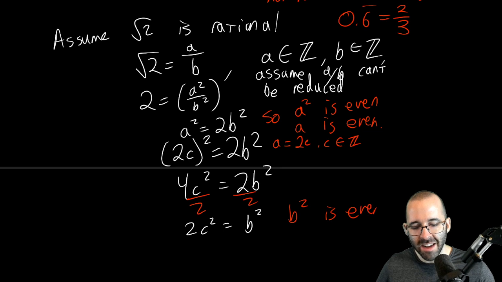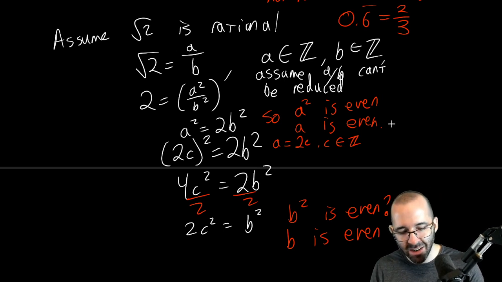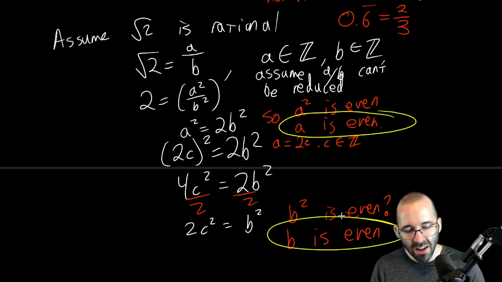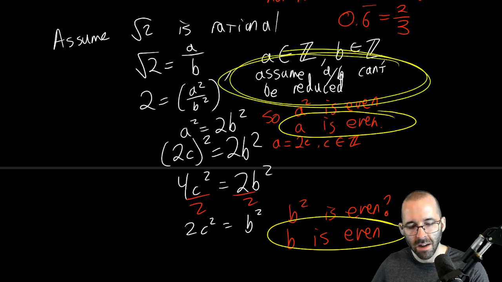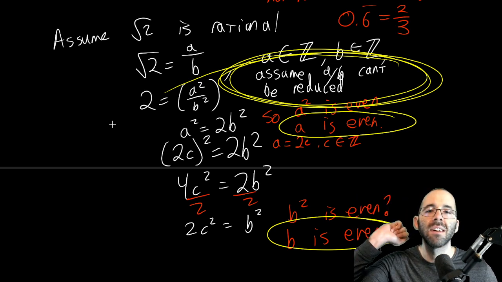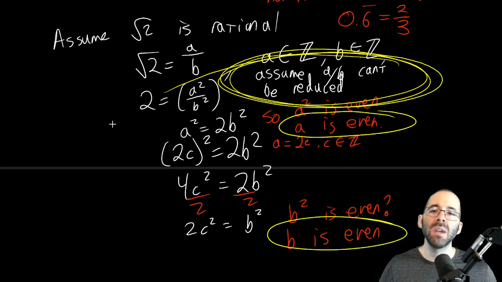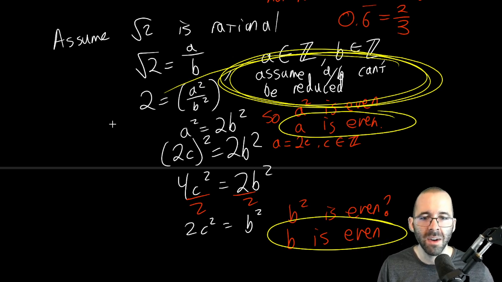Uh-oh. Why is that a problem? Well, that means by the same logic we used up here, that b must be an even number as well. And why is this a problem? Why is it a problem if both a and b are even numbers? We said we're choosing a and b to be simplified. We're saying we can't reduce a and b. There's going to be an a and b that makes this work. Let's just reduce whatever numbers it would be. So we have a fully reduced form.